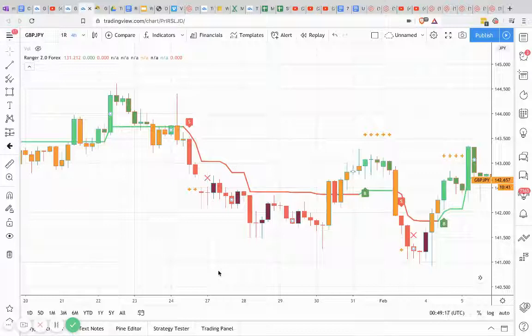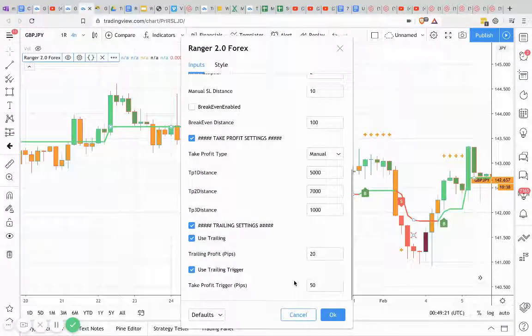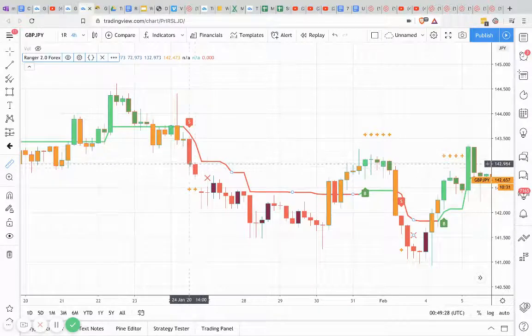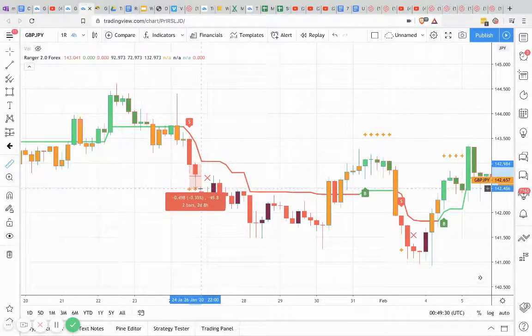So I'm going to dive into this example straight away. And those numbers that we used earlier, 50 and 20, actually are not necessarily the best numbers for this particular example. And I'll show you why in a minute. But here's our 50 pips in profit.